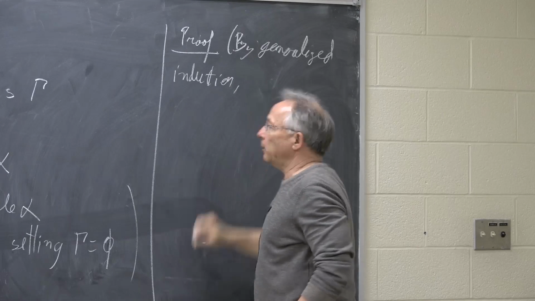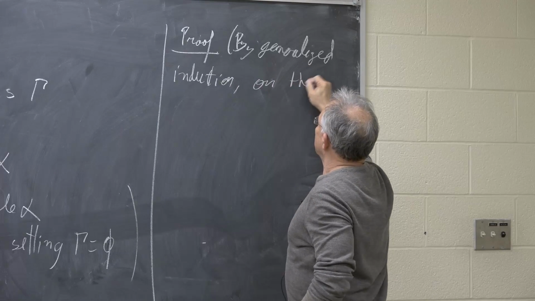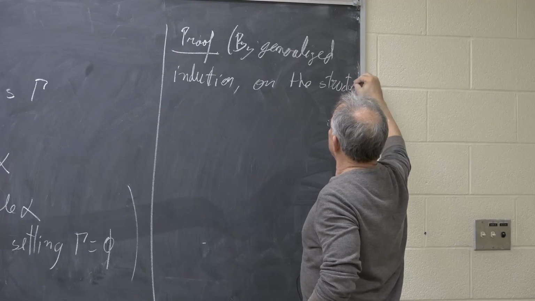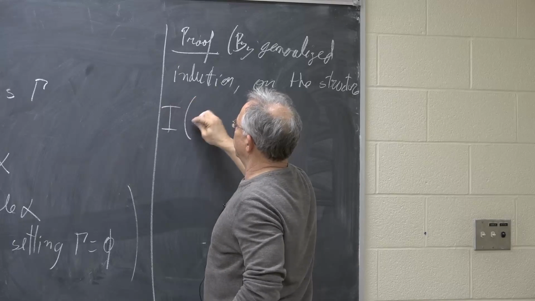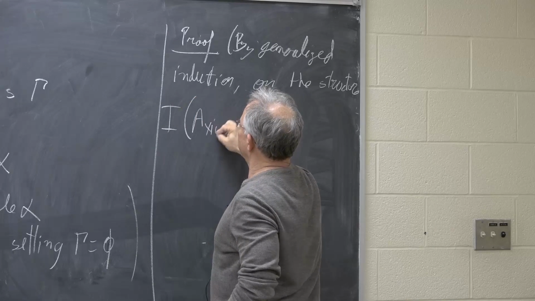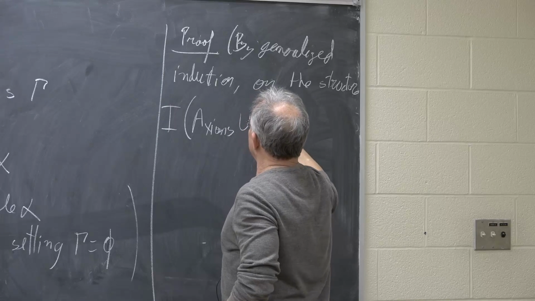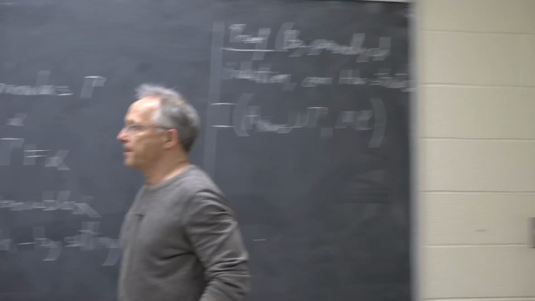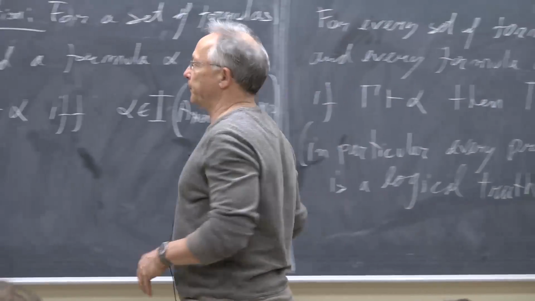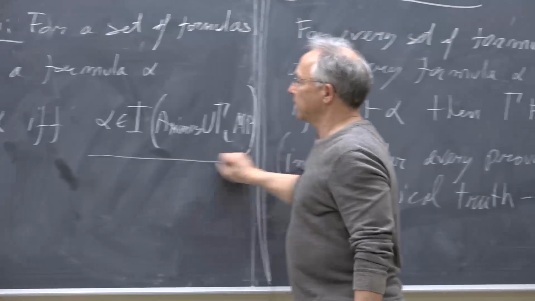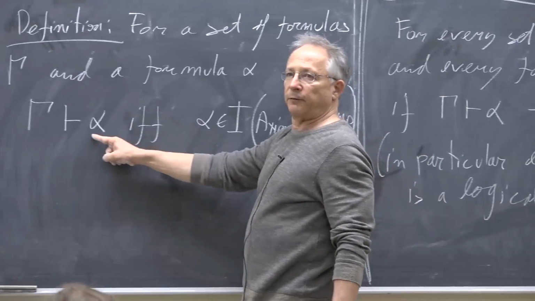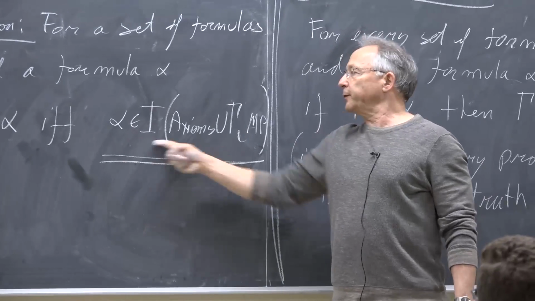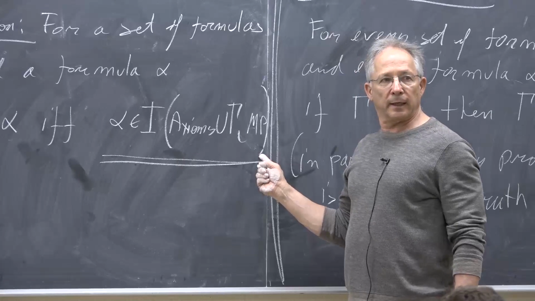And we can even say more on the structure: I of axioms union gamma and modus ponens. If I say that something holds for every alpha such that gamma proves alpha, it's the same as saying for every alpha in this structure, so I'm going to use induction on this structure.